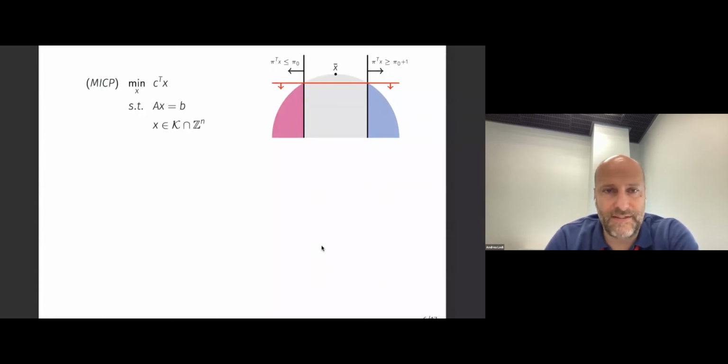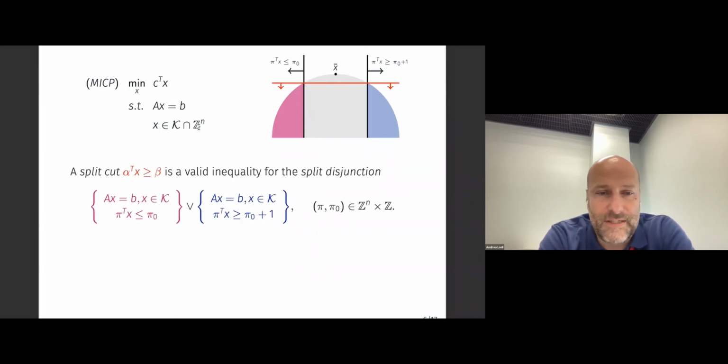So now, with this in mind, the idea is that I start with the mixed integer conic optimization problem. In this particular case, I'm saying that these are linear inequalities, a special case. These are linear inequalities, and x belongs to a cone intersecting Zn. Then the split cut can be obtained in this form. So I want a split cut alpha transposed x greater or equal than beta, and it is a valid inequality for the split disjunction, which is given by the system from before.